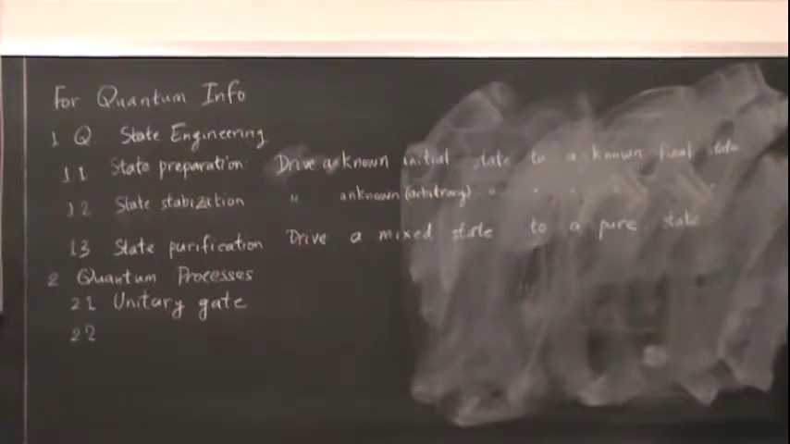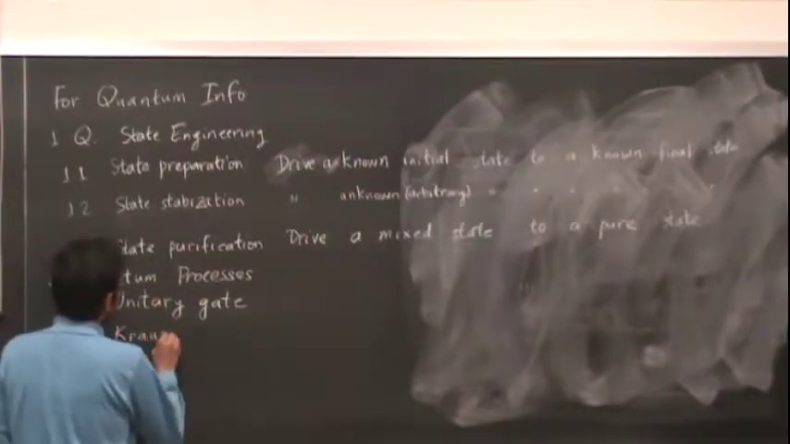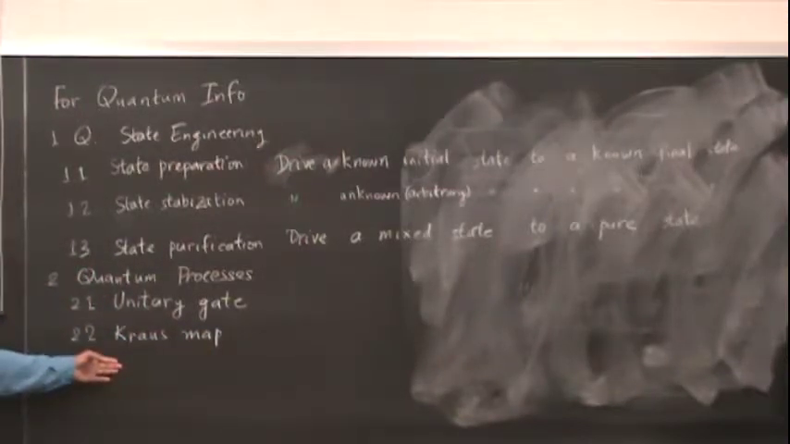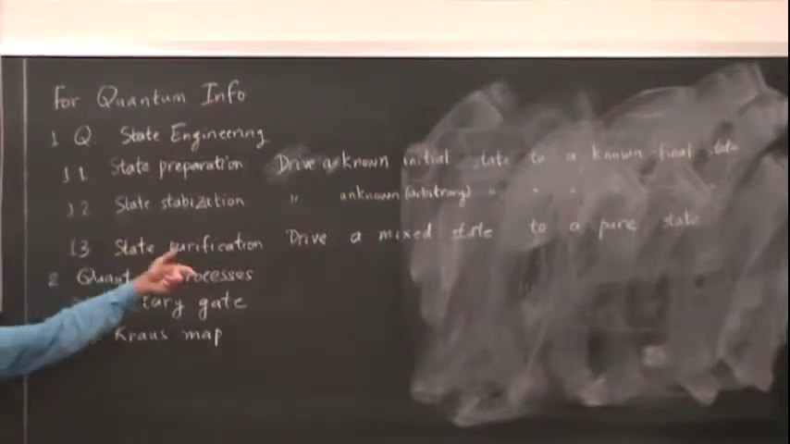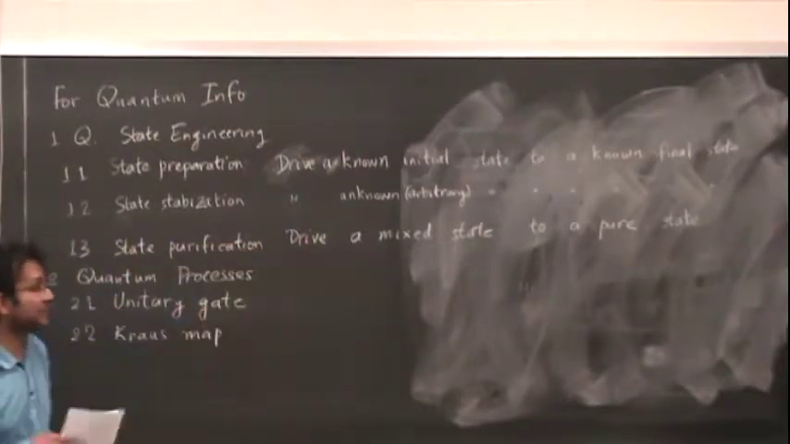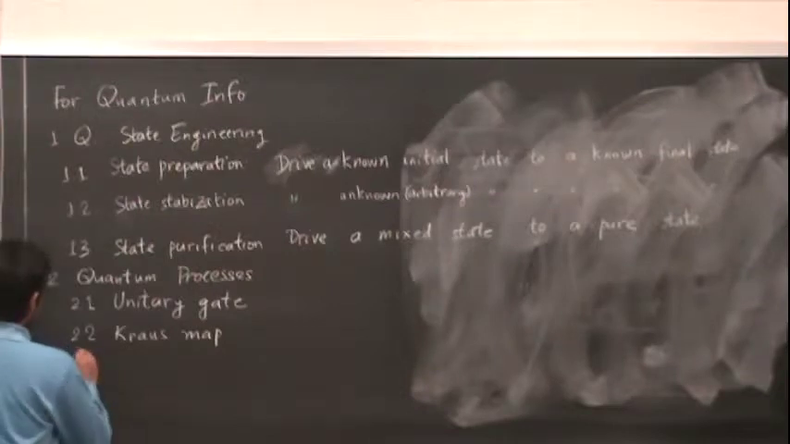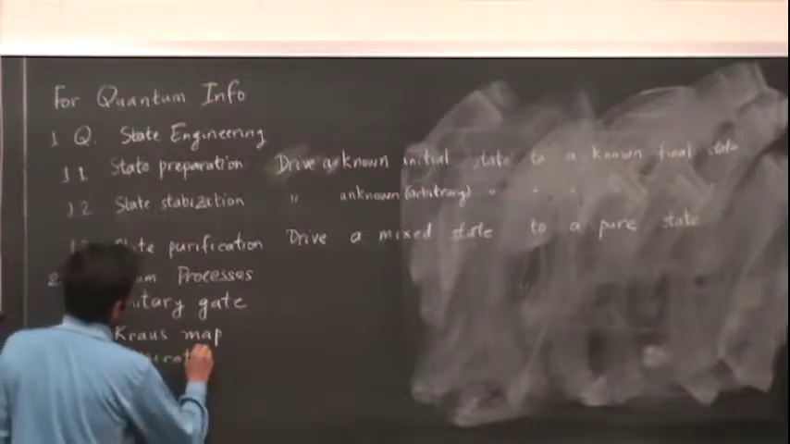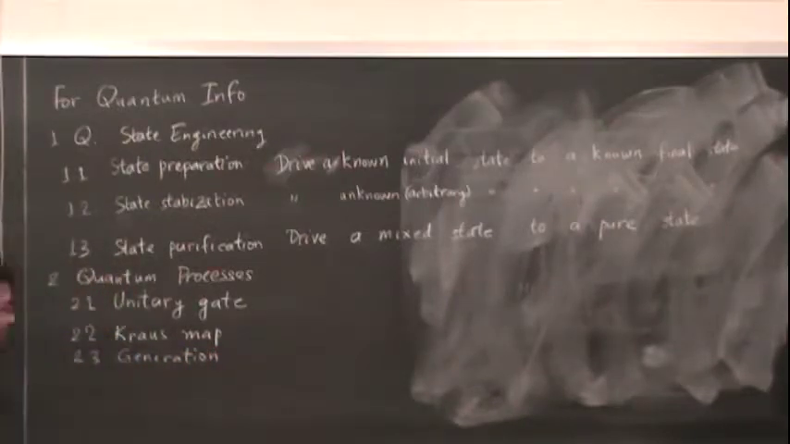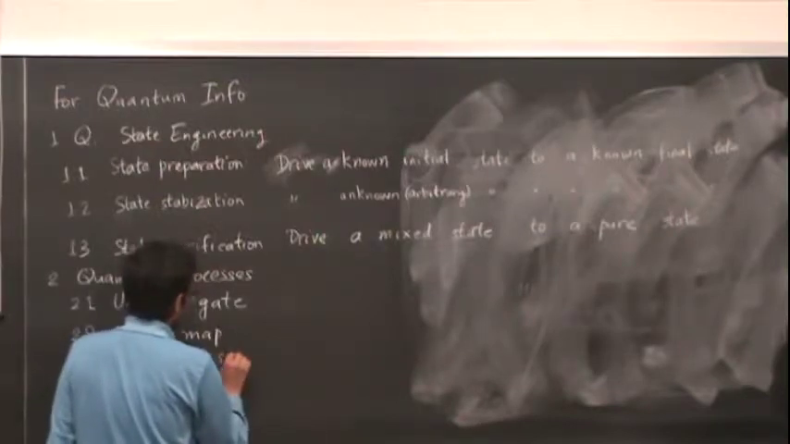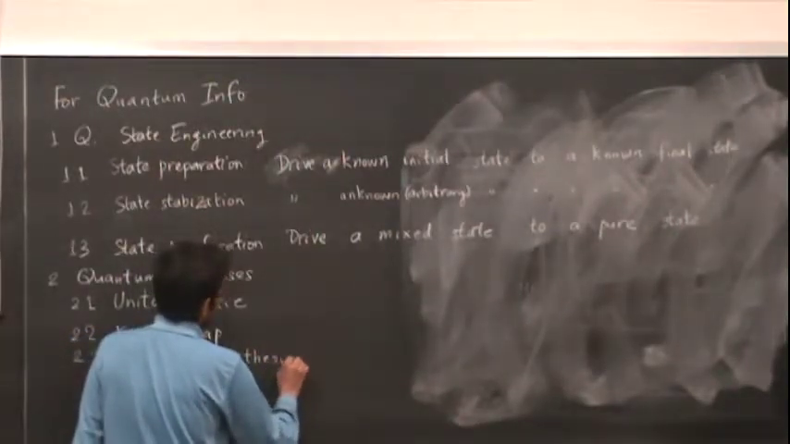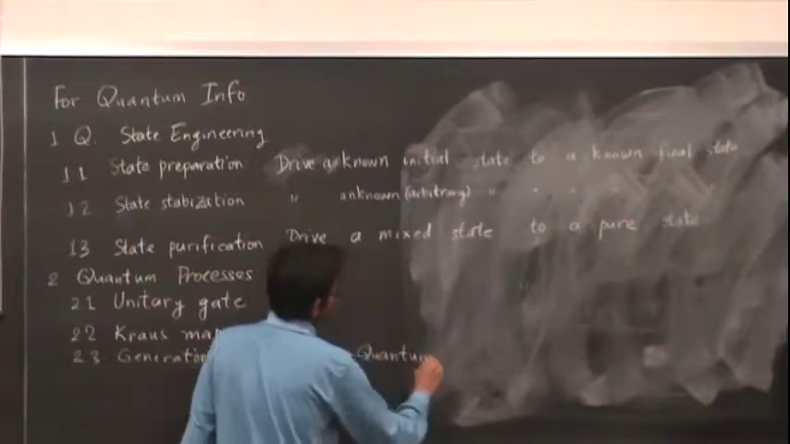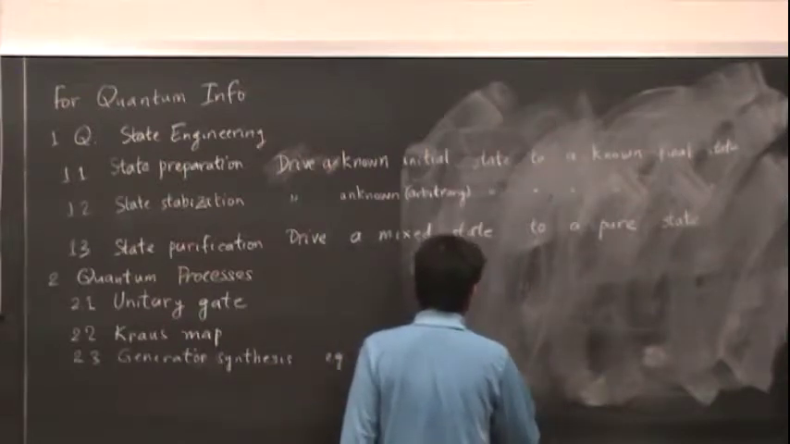For some applications, we might also be interested in implementing a Krauss map. In fact, one example of a Krauss map that we want to implement is something which purifies a particular mixed state to a particular pure state. And we also might want to synthesize generators. This would be an example of generator synthesis, when we want to do quantum simulation. This is something which our colleagues in Arizona are trying to do to some extent.